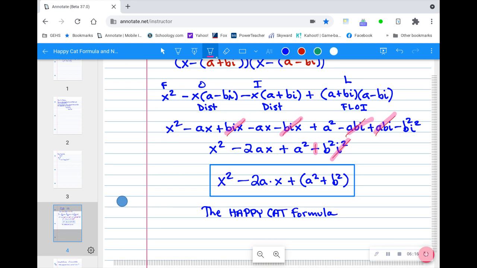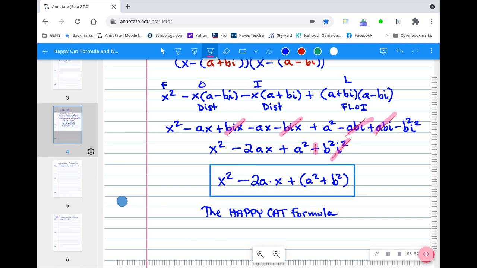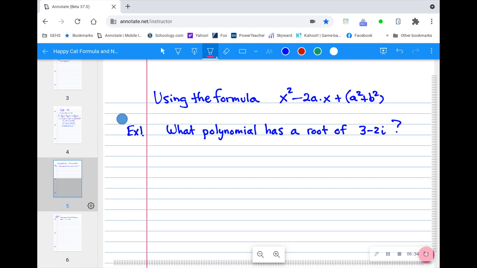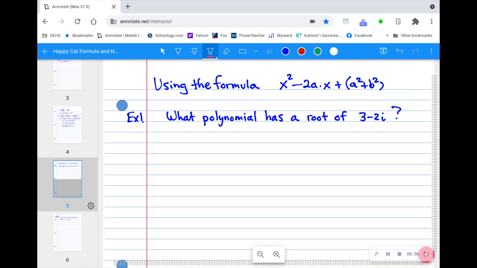X squared minus 2 times the a value in front of the x. And then your constant's always a squared plus b squared. It kind of sounds like the Pythagorean theorem there. Okay, so here's what I call the Happy Cat formula. And I want to keep all you cats happy. All right, so let's use it so you can see how this works. It's going to be a lot less work this time. So the first thing you want to identify is what a and b are. A is 3, and b is the negative 2 value.